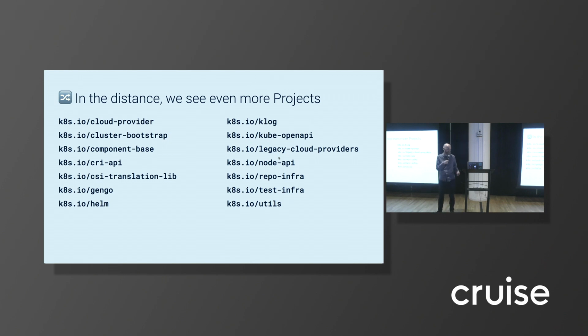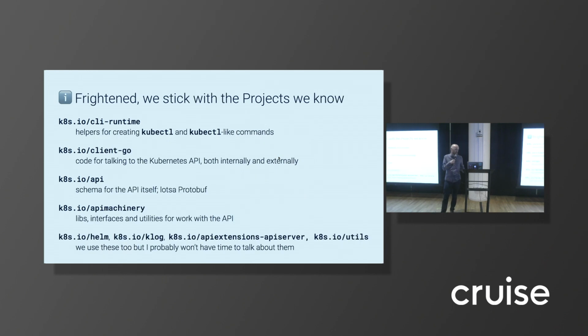So in this presentation, I'm really just going to focus on the packages that I know and love. So CLI runtime, that's really important for Linkerd. Since we have a CLI, and Kubernetes has a CLI, we can share some of that code. Client Go is a very robust package for talking to the Kubernetes API, and it has a lot of stuff in it. And then API and API machinery are projects. One holds the API definition itself. The other one is a bunch of utilities for working with the API. And then we also use a bunch of other random projects, but I won't get to those as part of this talk.